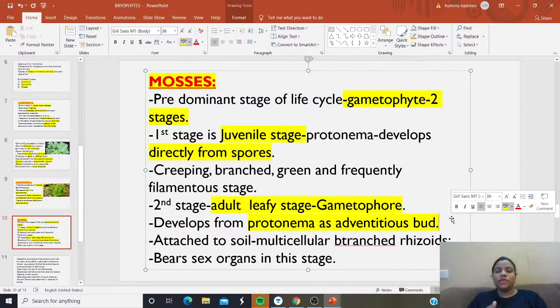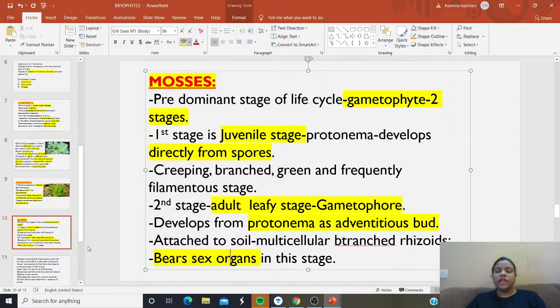And the second stage, the leafy adult stage, develops from the protonema in the form of an adventitious bud, and it is attached to the soil by multicellular branched rhizoids. In this second stage, the adult leafy stage, the sex organs are borne. So these two stages are there in mosses.